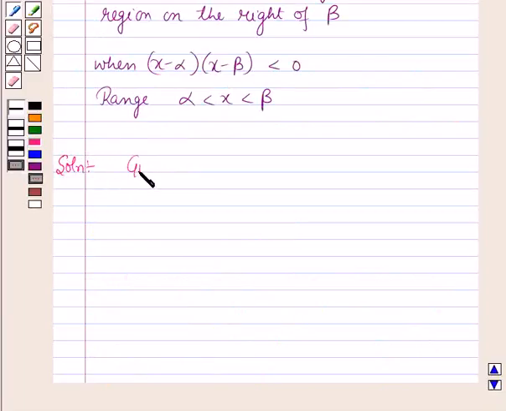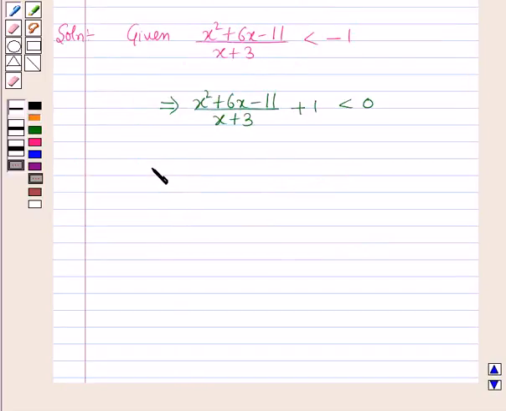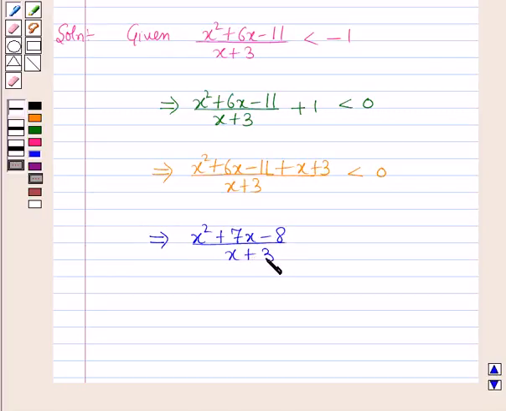Now here it is given (x square plus 6x minus 11) whole upon (x plus 3) is less than minus 1. This implies (x square plus 6x minus 11) whole upon (x plus 3) plus 1 is less than 0. This implies, now on taking the LCM, which is x plus 3, x square plus 6x minus 11 plus x plus 3 is less than 0. Further, this implies (x square plus 7x minus 8) whole upon (x plus 3) is less than 0.